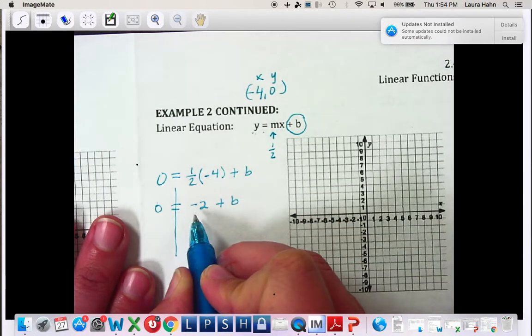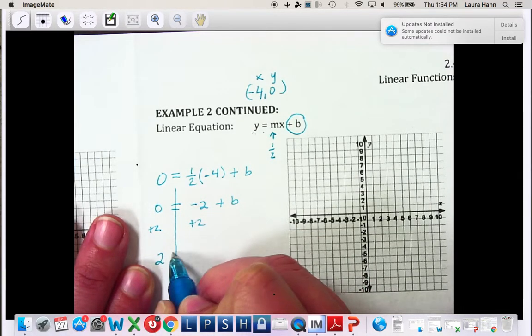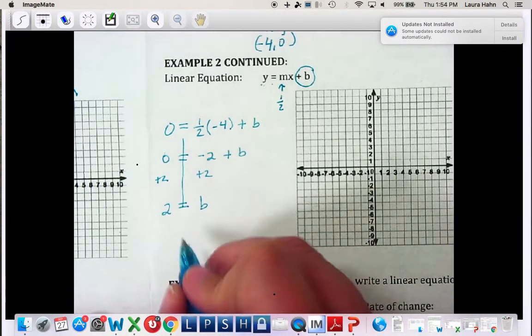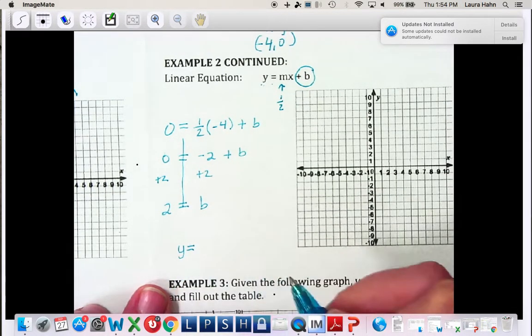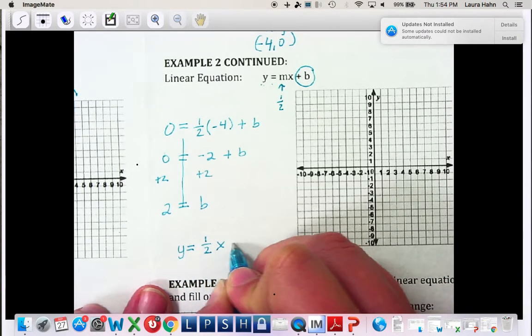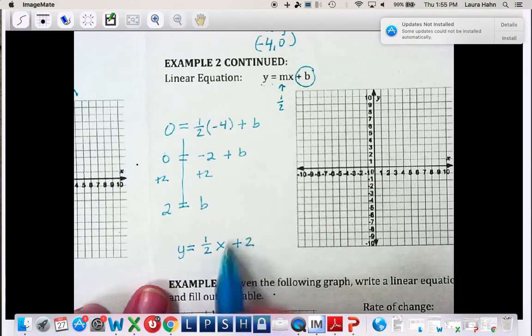Then what I need to do is get rid of this negative 2 by adding 2 to both sides. 0 plus 2 is 2. So I know b equals 2. So if I wanted to write my equation, it's going to be y equals m, our slope was 1/2, 1/2 x. My y-intercept is a positive 2. Y equals our slope, x, and then your y-intercept.